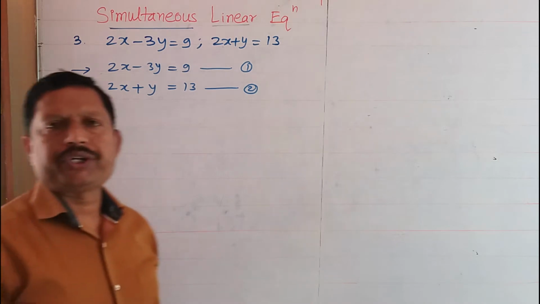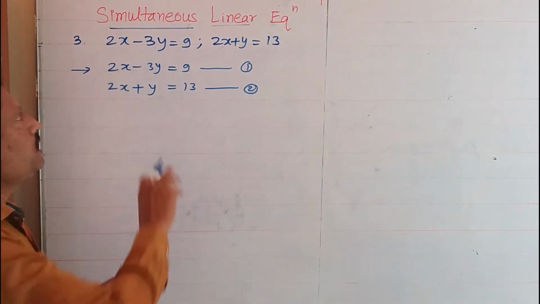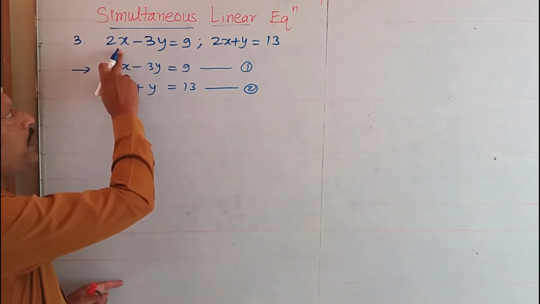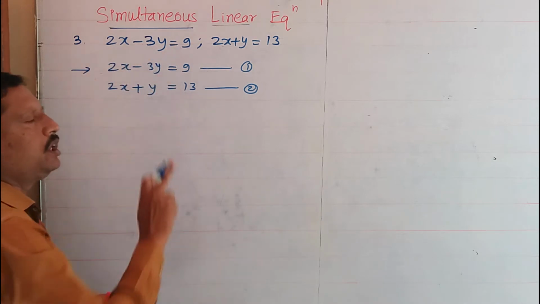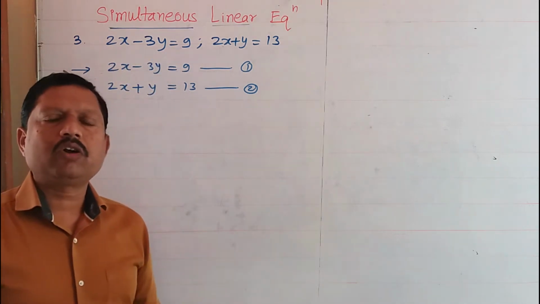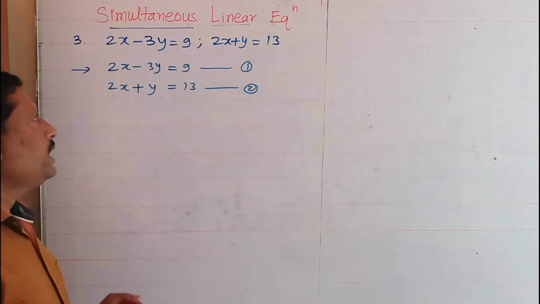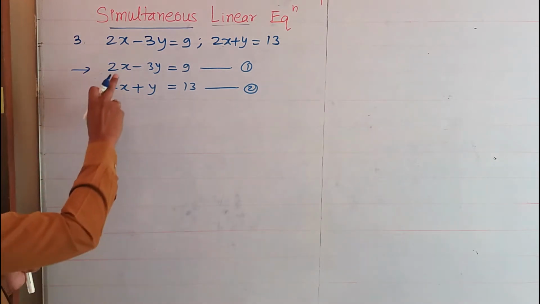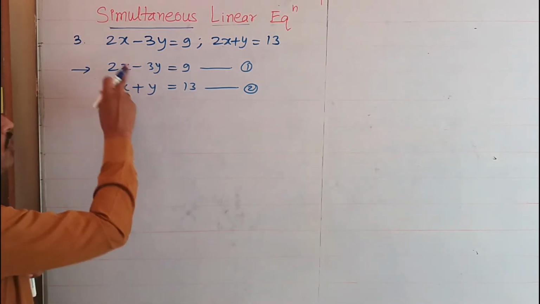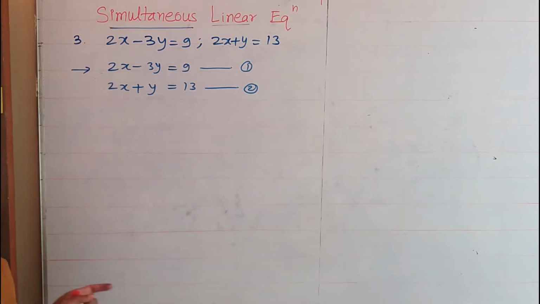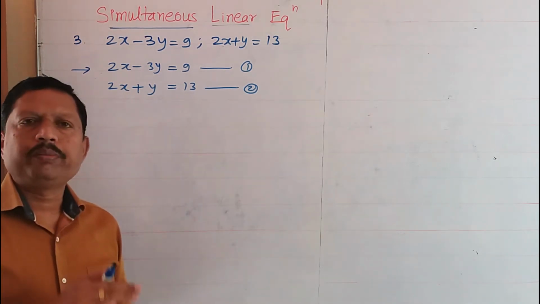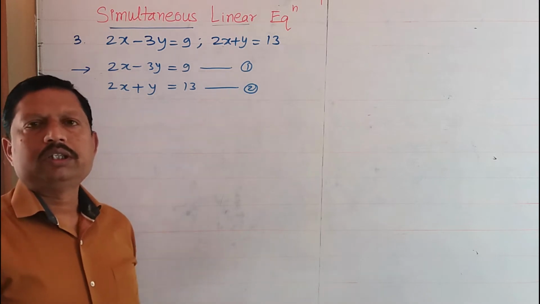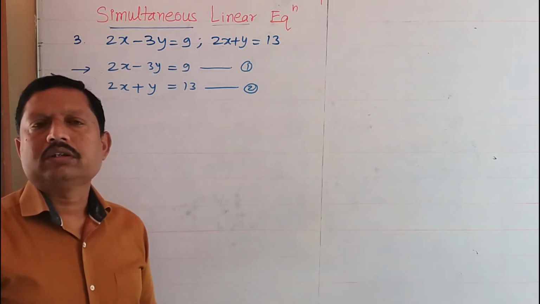First of all, name the equations. First see whether the equations are given in the format of ax plus by is equal to c or not. If the equations are not given in that form, then convert them into that form and then name them equation number 1 and equation number 2. Now observe the coefficients of the variables. If the coefficients of the variables are equal, then try to eliminate the variable.